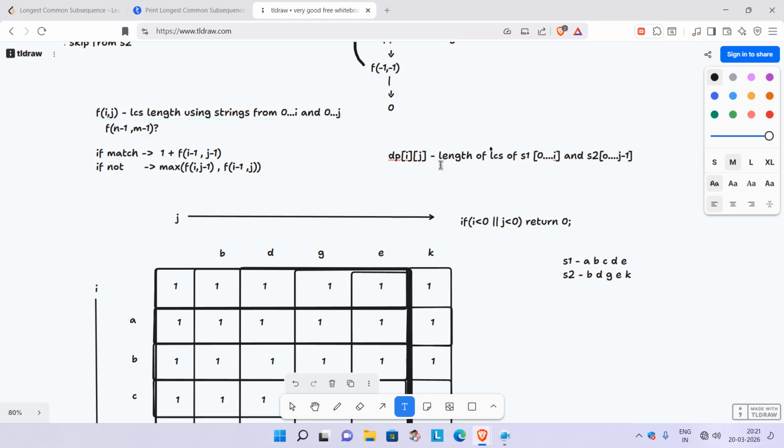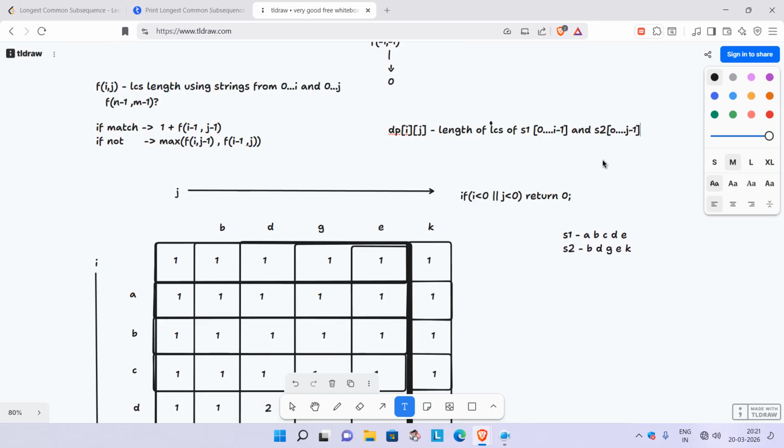Since this is simply the length there, that's why we are using i minus 1 and j minus 1 there. Okay, so these are the meaning of this dp of i and j.